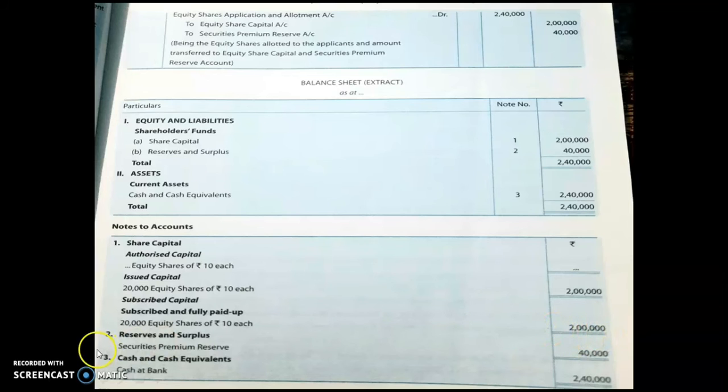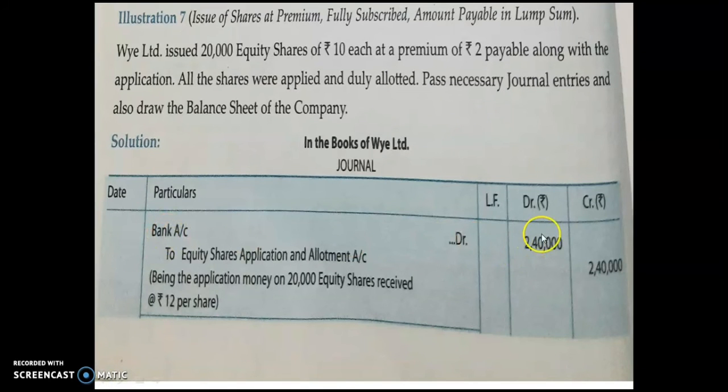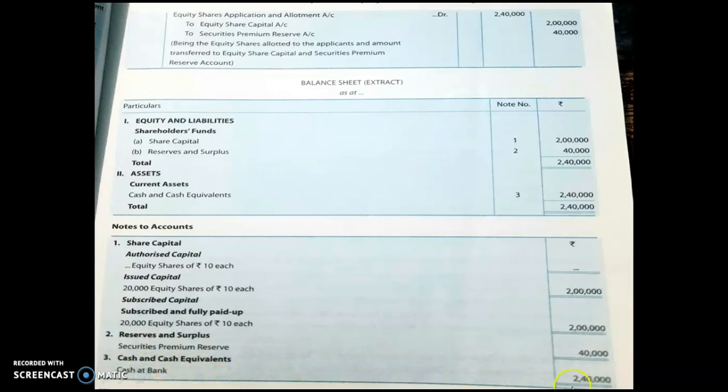Then we have securities premium reserve. As in our earlier slides I have mentioned, securities premium reserve you have to show under the head reserves and surplus. What is the amount? If you look into the journal entry, you can see that securities premium reserve is 40,000. This 40,000 you have to mention here. And cash and cash equivalent, which is cash at bank. How much is the cash at bank amount? It's 2,40,000. So that you have to mention over here: cash at bank 2,40,000.